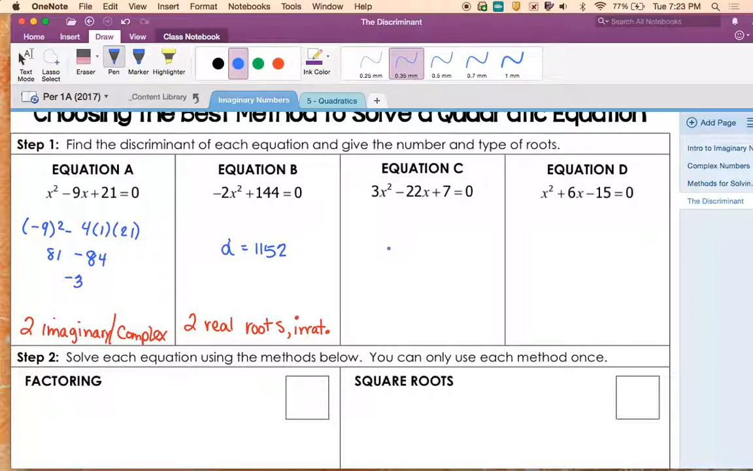Okay, next one for C, the discriminant was 400. 400 is a perfect square, 20 times 20. So that means I'm going to get 2 real roots, and they're going to be rational. You don't need the rational, that's just a little extra. All right, and the last one, D, the discriminant was 96. 96 is not a perfect square, so I know I'm going to get 2 real roots, and I know they're going to be irrational.